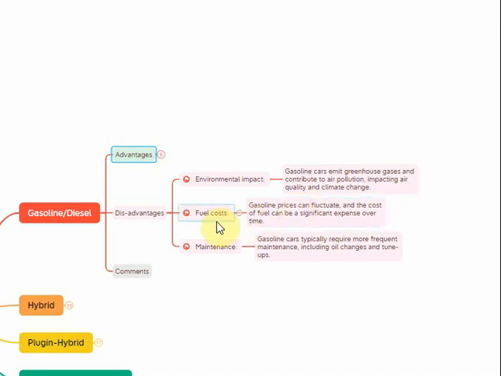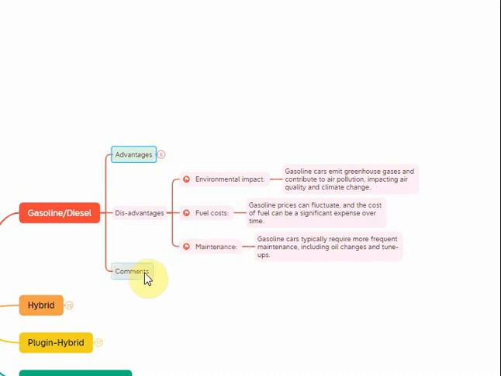Fuel cost: gasoline prices can fluctuate, and the cost of fuel can be a significant expense over time. So although the vehicle costs less in the beginning, your total cost of ownership over time is high due to the fluctuating fuel cost. Finally, maintenance. Mostly mechanical internal combustion engine vehicles require frequent maintenance and even annual maintenance, therefore making the total expenses over the lifetime much higher.